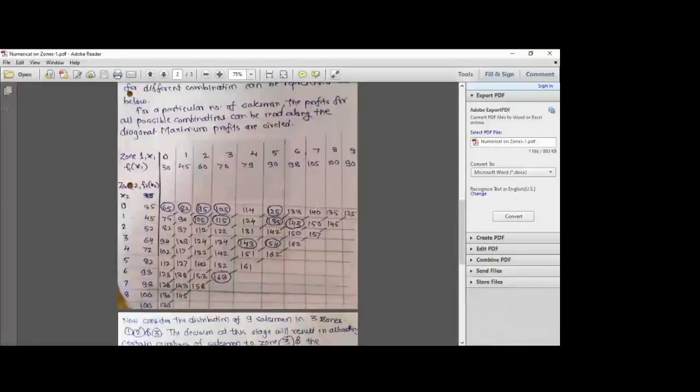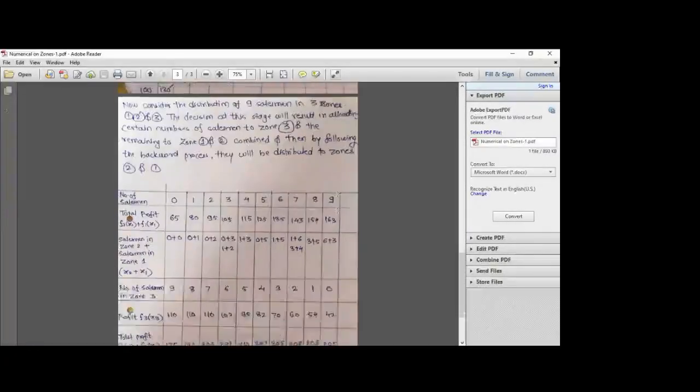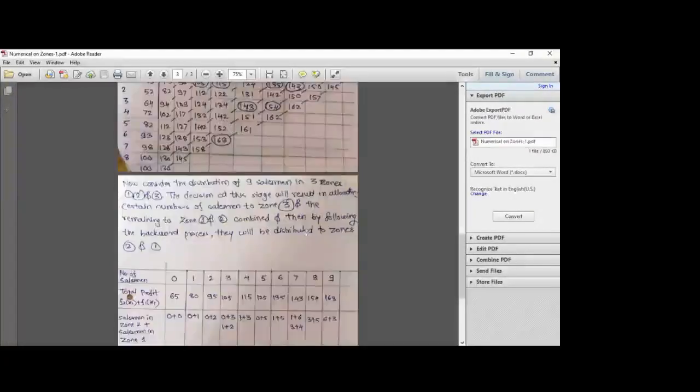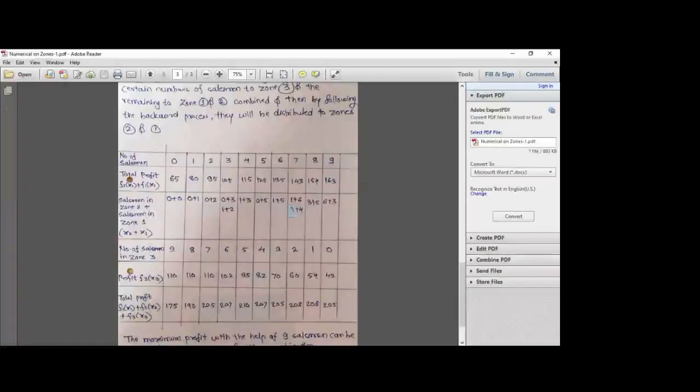For 7, the value is 143, and here also it is 143. This 143 value came across 1 plus 6, so it is 1 plus 6. And this other 143 value came across 3 plus 4. So here also we have written 3 plus 4.